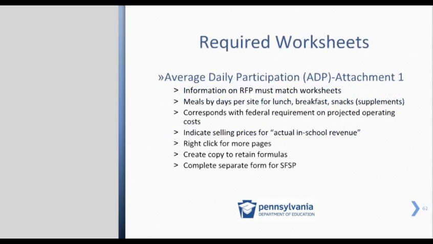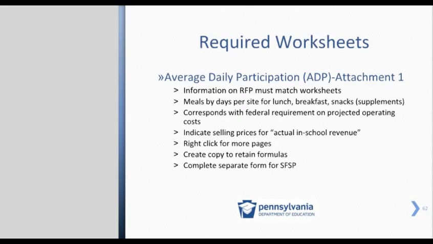The Average Daily Participation Worksheet, or ADP, is Attachment 1A. The Average Daily Participation Worksheet, or ADP, must be filled out by the School Food Authority. Each site being reported must be listed individually, along with the enrollment and the number of paid, free, and reduced meals by days for lunch, breakfast, snacks, or supplements, a la carte, and or special milk.